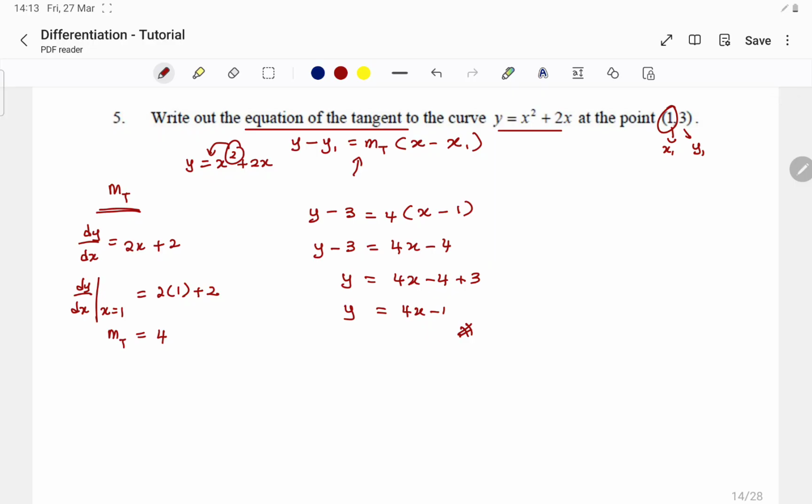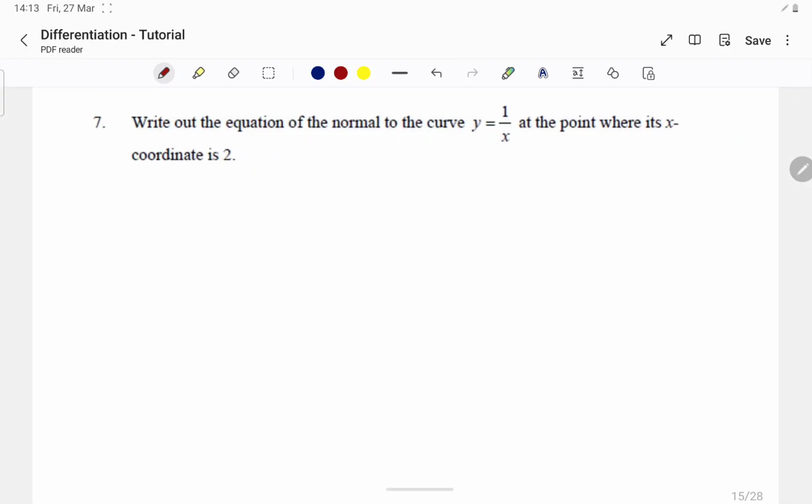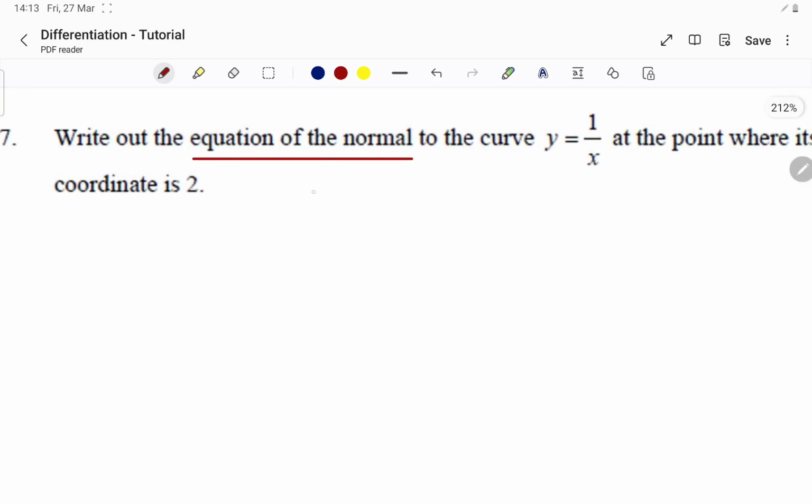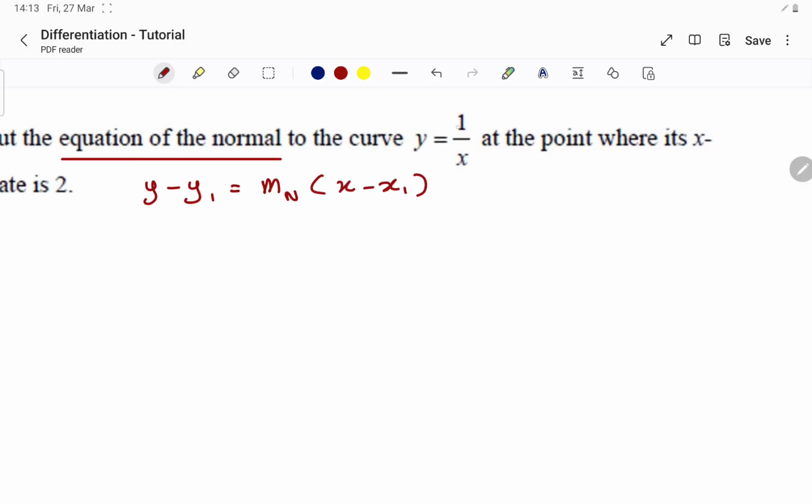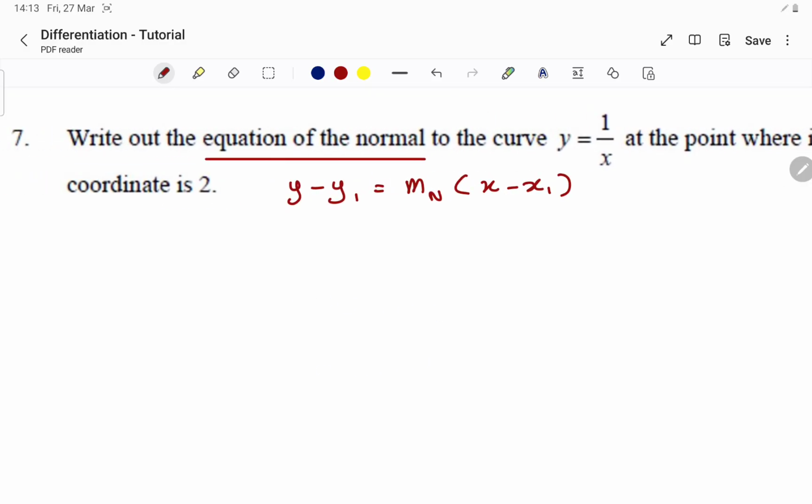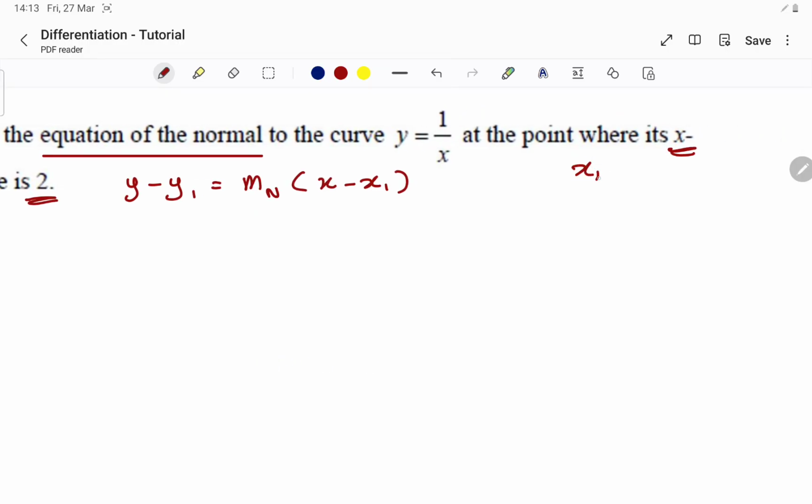Okay, so that's it for question 5. Now we proceed to the next question. Write out the equation of normal to the curve y is equal to 1 over x at the point where the x coordinate is x is equal to 2. Now, when we want equation of normal, by right we have to do y minus y1 equal to mn multiply with x minus x1. Now, inside the question, they give us the x coordinate. So, by right, x1 is equal to 2.